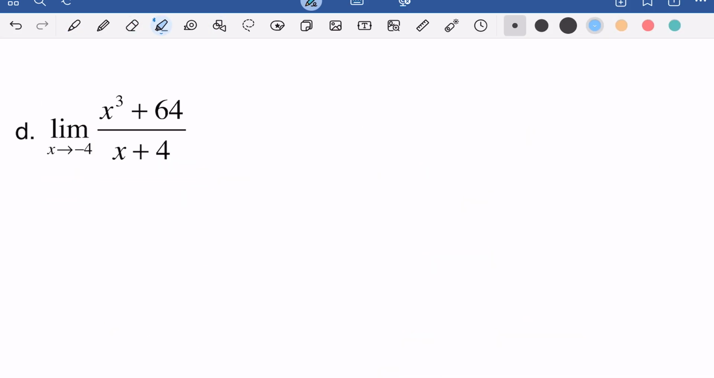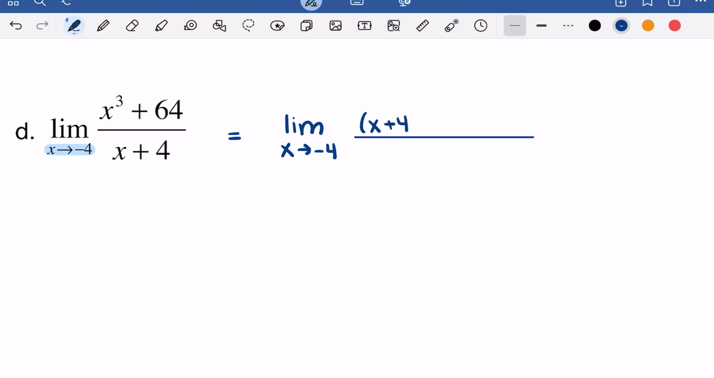So for part D, we're going to go a little bit faster now. If we look at the limit, it is approaching x equals negative 4, but negative 4 is an excluded value in my domain, so I cannot use direct substitution. I'm going to go ahead and factor the numerator and see if I can reduce. Factoring this numerator is a sum of cubes. So we have x plus 4, and then x squared minus 4x plus 16 in our factored numerator. And you have the denominator of x plus 4.